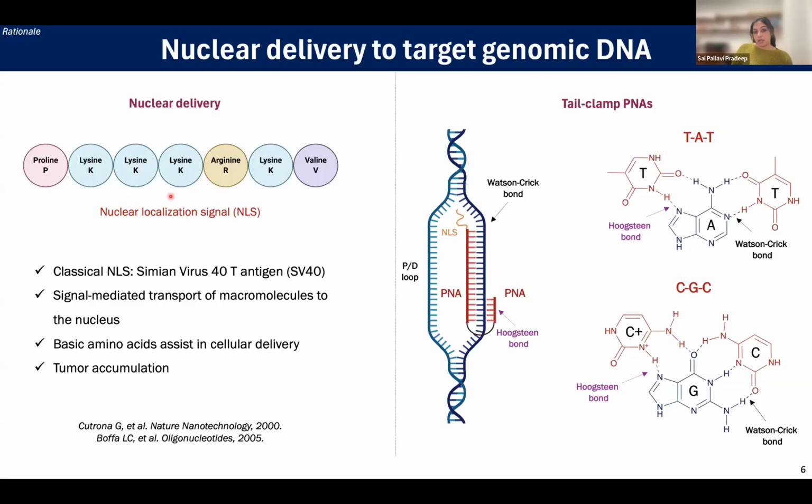And for the design of the PNA, we used a tail clamp design, which consists of a tail region that binds to the DNA using Watson-Crick base pairing, and a clamp region that binds using Hoogsteen base pairing. So to summarize, we are using a gamma-modified peptide nucleic acid that has a nuclear localization signal peptide conjugated to it to help in delivery, and the design of this construct is a tail clamp design.